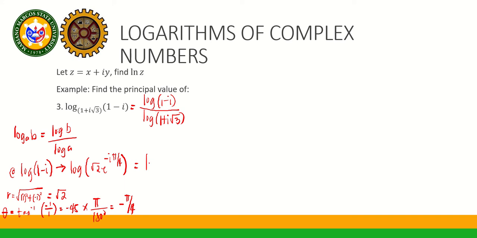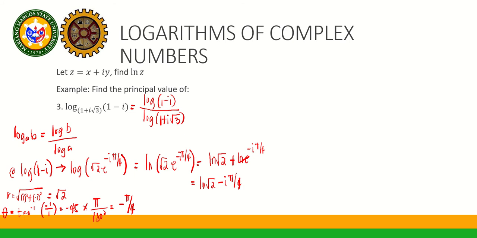This will be equal to ln of square root of 2 e raised to negative i pi over 4. Ayan. So, this will be equal to ln of square root of 2 plus ln of e raised to negative i pi over 4. So, this will cancel. Magiging ln of square root of 2 minus i pi over 4.